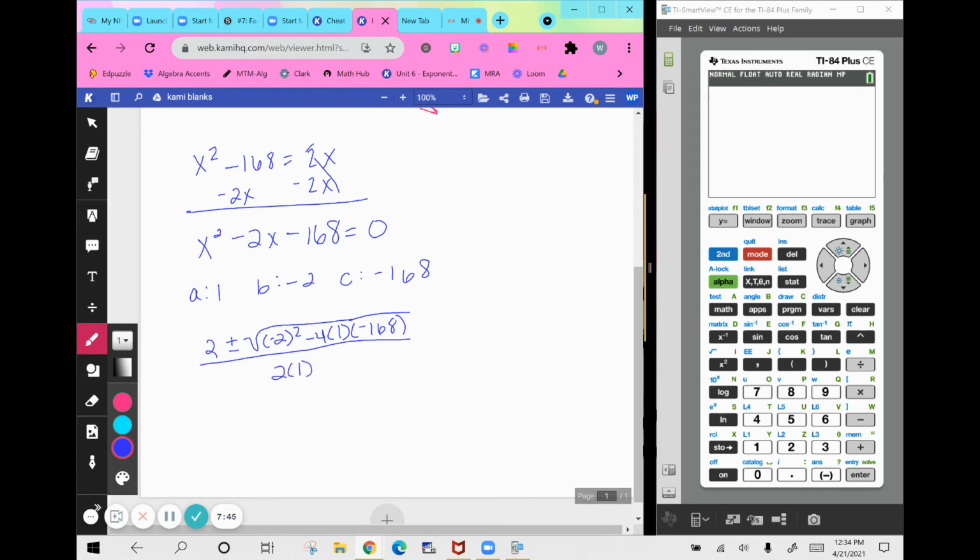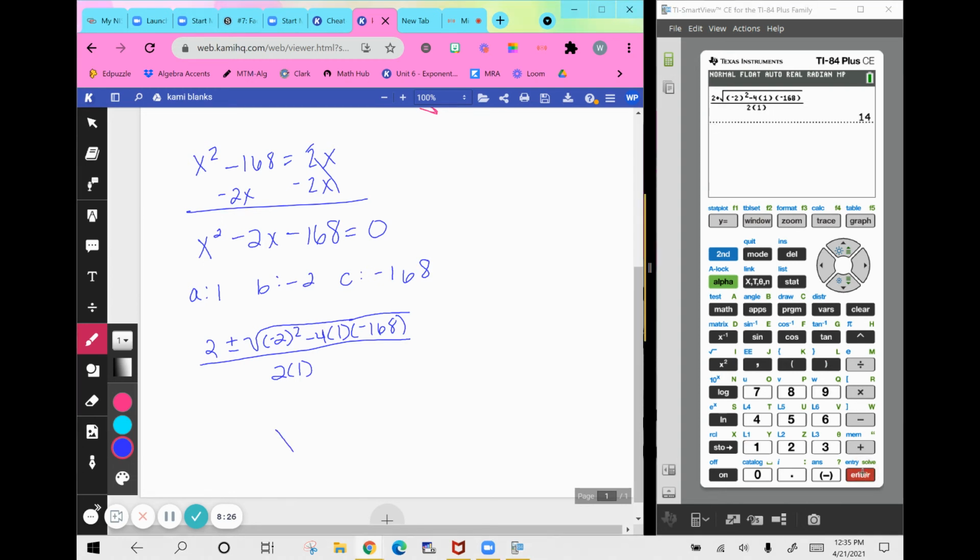So now I'm going to come to my calculator and hit alpha y equals. That's going to give me that fraction bar. And I'm going to say 2 plus. I can't do plus or minus at the same time, so I'm just going to start with plus. And then the square root, second, and then that x squared button will give me the square root symbol, negative 2 squared, and you have to put that negative 2 inside parentheses or it will give you the wrong answer. So anytime you're substituting, it's just good practice to use parentheses. And we're going to come down and say 2 times a, which is 1, and hit enter.